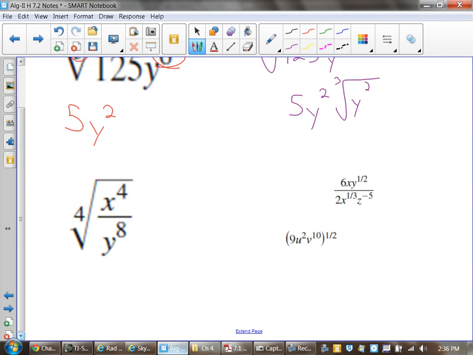Same idea. 4th root of x to the 4th, y to the 8th. Very good. When I have to take the 4th root of both the numerator and the denominator, how many times does 4 go into 4? Any left over? Nope. How many times does 4 go into 8? Any left over?